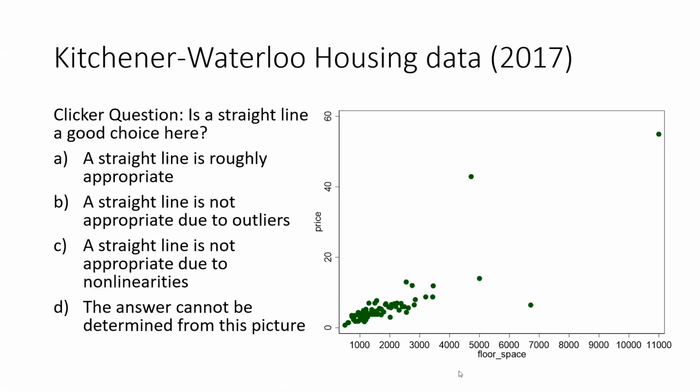And you will see there are some houses that are very, very large. Most of them are over here, but some of them are very large. So the question for you, is a straight line a good choice here? And you see the four corresponding answers. So I will leave you to think about that and carry on to the next page.